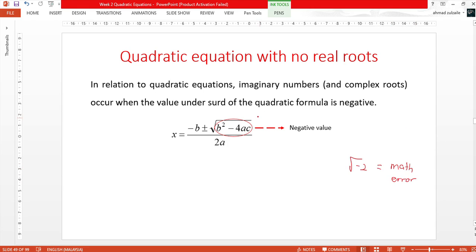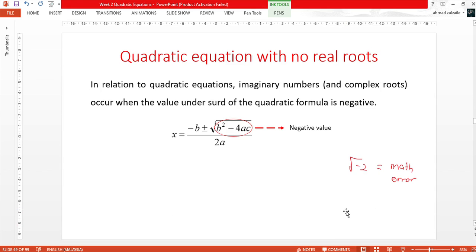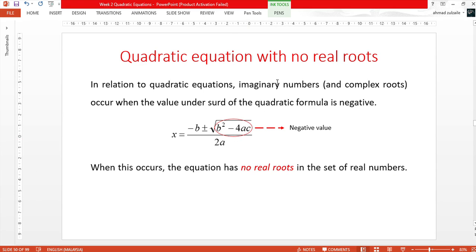Alright, in a quadratic equation we call it no real solution, right? As an example, like the previous question, we have the square root of 124. This square root has a value if you press your calculator. Unfortunately, when you substitute into your calculator, suddenly the value inside this square root gives a negative number, then we call it a quadratic equation with no real solution.